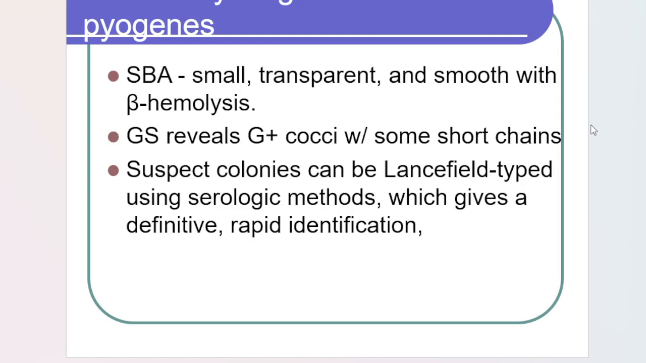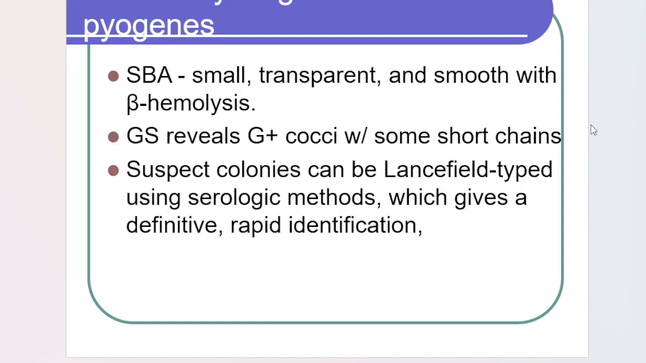So for Streptococcus pyogenes, it will appear as small, transparent, and smooth with a beta hemolytic pattern. So its Gram stain shows Gram-positive cocci with some short chains. They are not that long. Okay? But still in chains. So, suspect colonies can be identified using serologic methods, which give a definitive rapid identification.